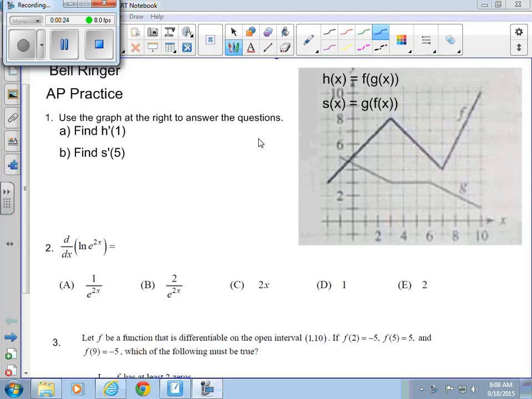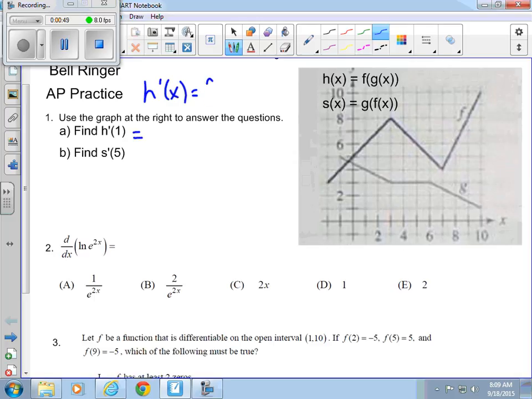Before we do that, I have some AP practice problems up here. The first one was pretty interesting, I thought. It says, use the graph at the right to answer the questions. Find h prime of 1. Okay. Well, what is h prime of 1? What is h prime, first of all?